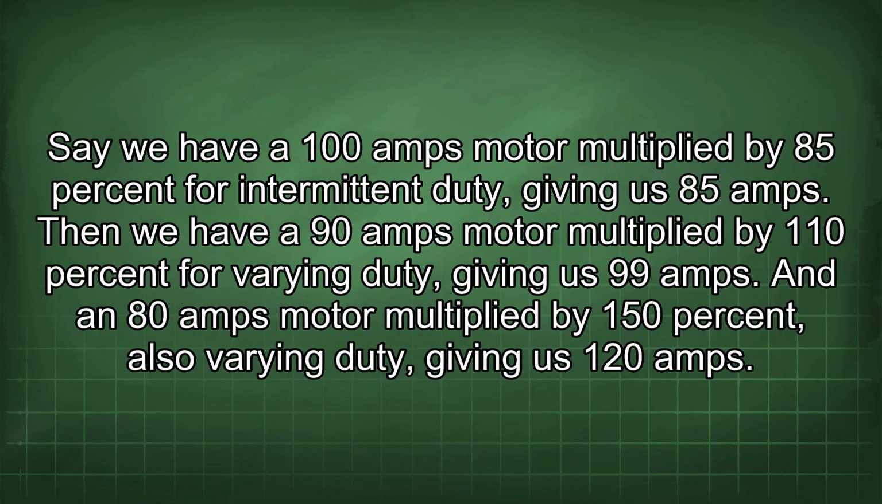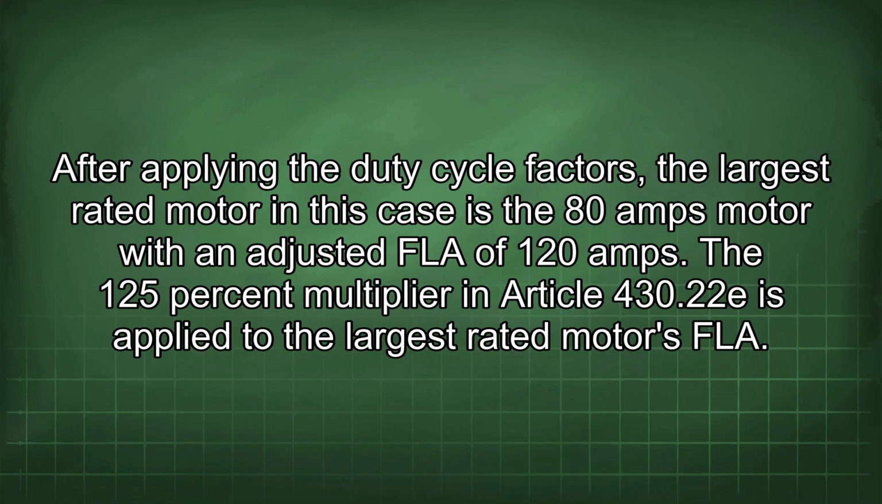Say we have a 100 amps motor multiplied by 85% for intermittent duty, giving us 85 amps. Then we have a 90 amps motor multiplied by 110% for varying duty, giving us 99 amps. And an 80 amps motor multiplied by 150%, also varying duty, giving us 120 amps. After applying the duty cycle factors, the largest rated motor in this case is the 80 amps motor with an adjusted FLA of 120 amps.